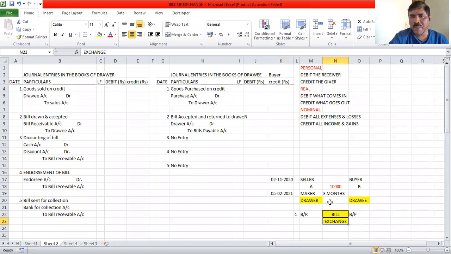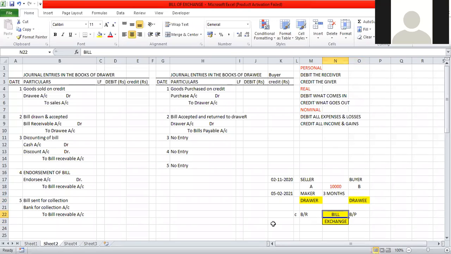Once it is made by him, it has to be sent to the buyer and the buyer will accept it. Then only that document will become valid. The buyer here we call the drawee. The drawee is the acceptor of the bill. Once that bill of exchange comes to the drawee, from the drawer's point of view the bill of exchange is called a bill receivable, and from the drawee's point of view, the bill is called a bill payable.